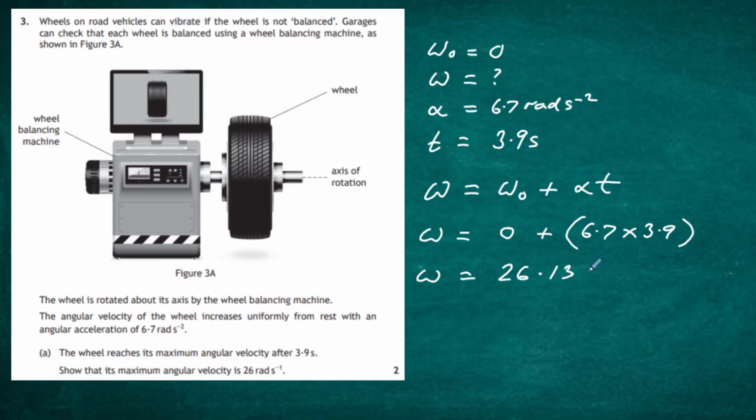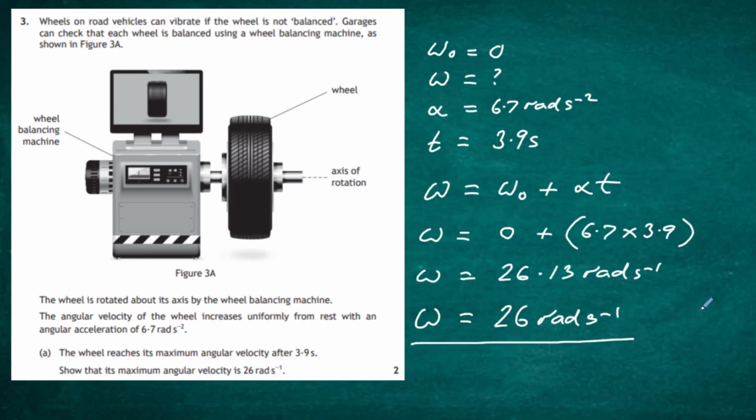So when we do our calculation, we can see that the answer is going to come to 26.13 radians per second. And we can put that into 2 significant figures. We say the final angular velocity is going to be 26 radians per second in 2 significant figures. So that's proven what we're asked for. We're asked to show that the maximum angular velocity at this particular time will be 26 radians per second, and that's what we've done.